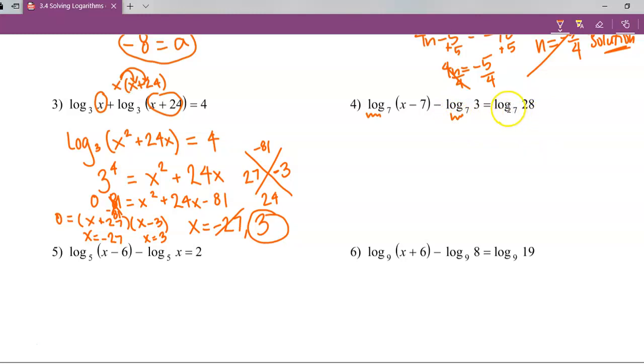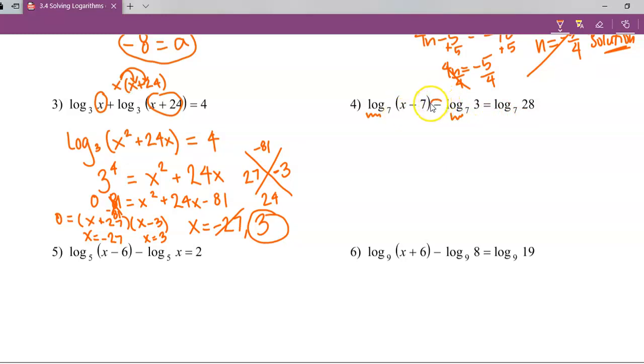So I can't just drop the logs yet. I need to first condense this left-hand side so that it is in 1 log base 7. Once both sides just have 1 single log base 7, then I can drop the logs and set what's inside the logs equal to each other. So let's first condense this.